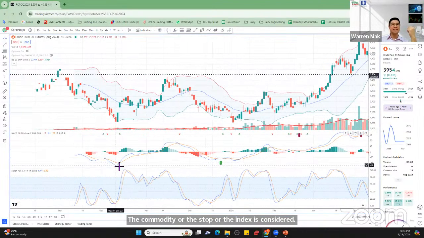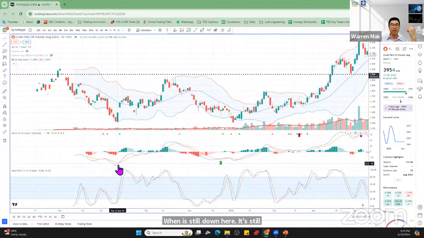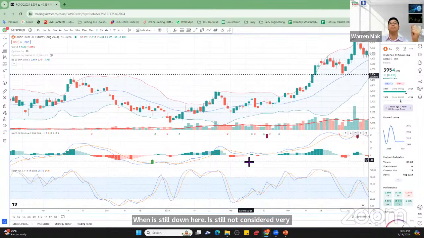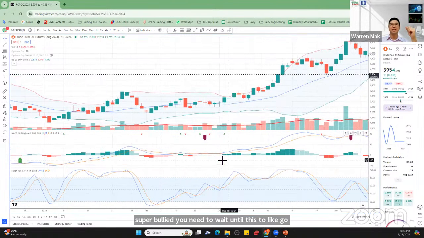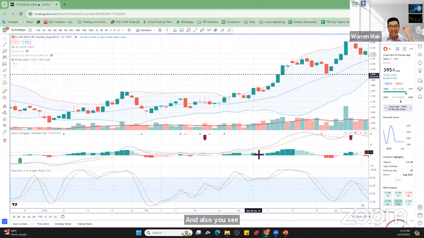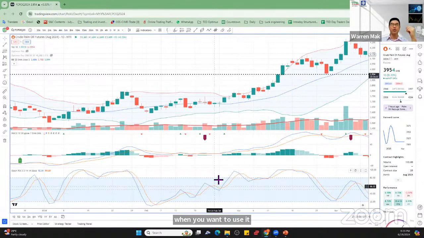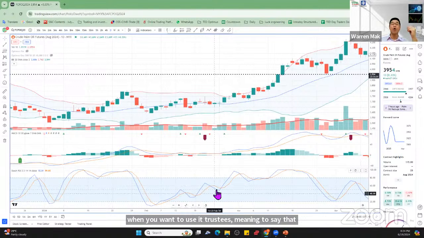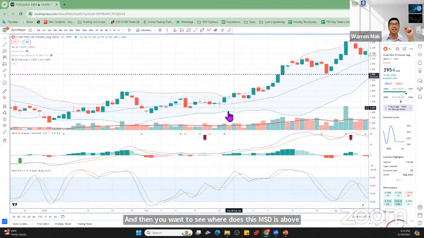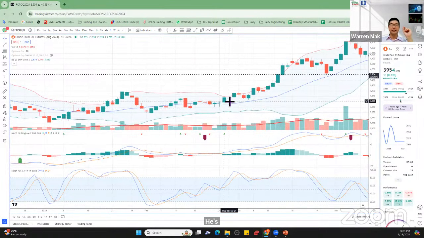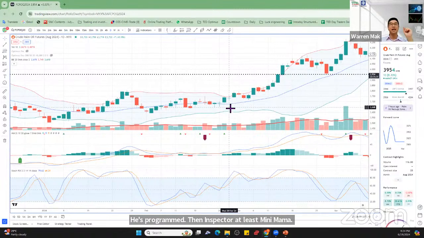It's right here. When it's still down here, it's still not considered very bullish. Meaning if you really want to be super bullish, you need to wait until these two lines go above the zero line, and you also see the histogram getting stronger. So when you use it, first of all, find out whether the RSI or stochastic RSI is above 50. Then you want to see whether the MACD is above the zero line with the green bar histogram.